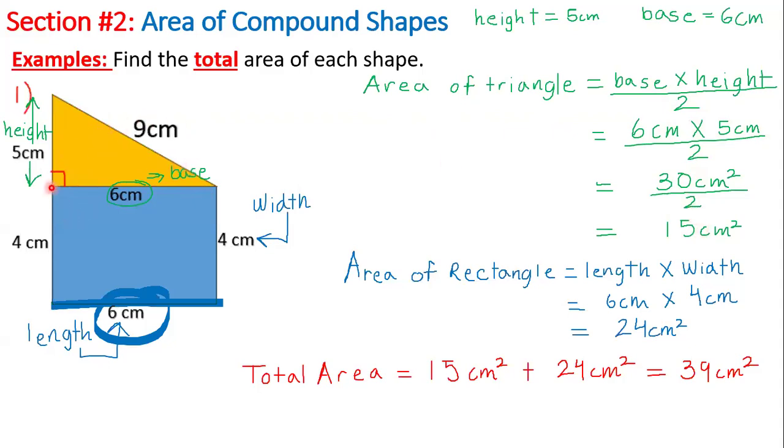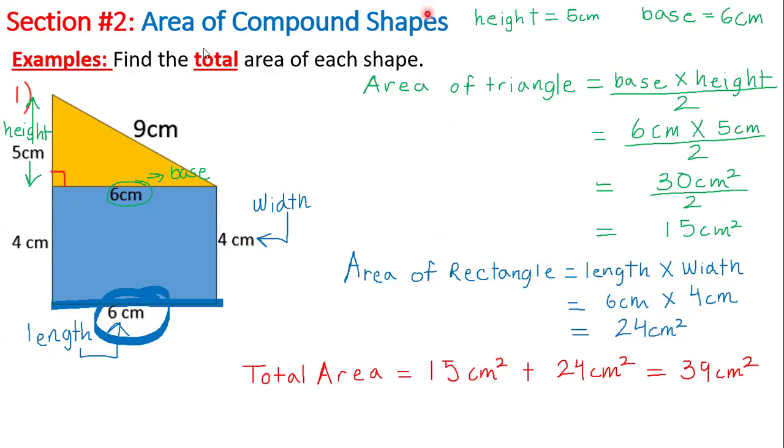But we need to figure out the area of this rectangle. And what's the formula for the area of a rectangle, Elcado? Length times width. What is the length in this case? 6 centimeters. What is the width? 4 centimeters. 6 centimeters times 4 centimeters gives us what? 24. Good, it gives us 24 centimeters squared.